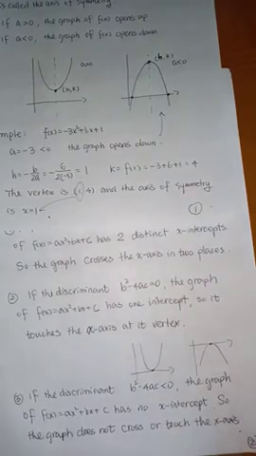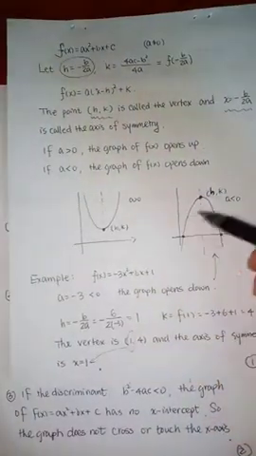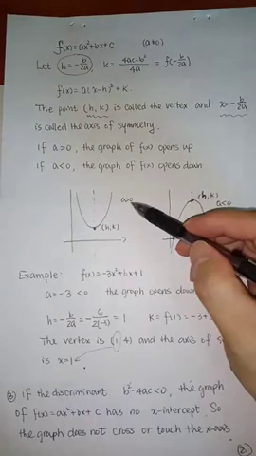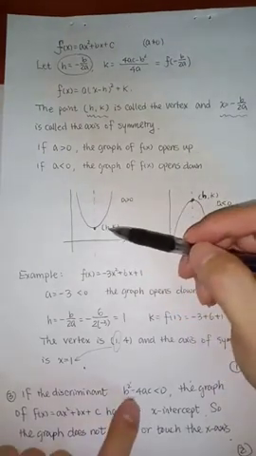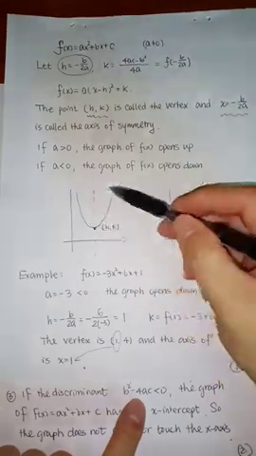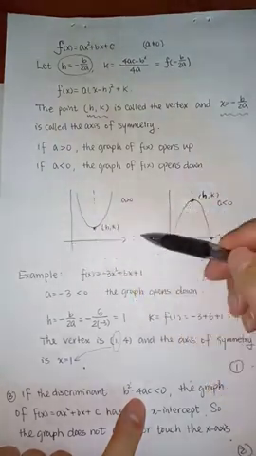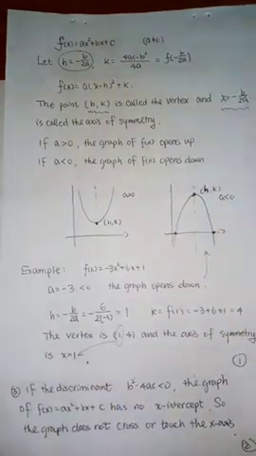Does not cross or touch the x-axis. So this is one of the cases. When A is positive, this case corresponds to the situation where the discriminant is negative. It is off the x-axis, totally above the axis.